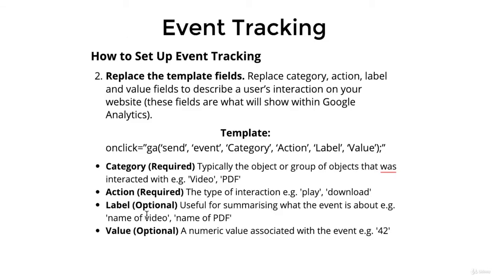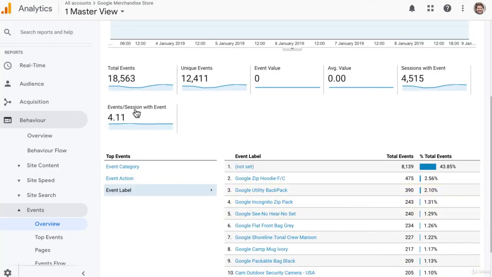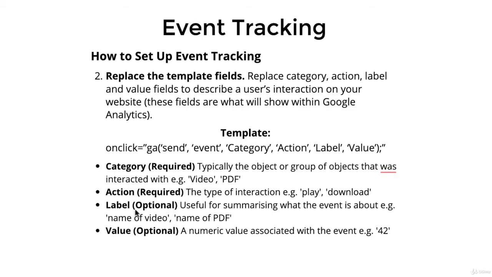Then you have label. So this is useful for summarizing what the event is about. For example, the name of the video or the name of the PDF, or in these examples here, it's the name of the particular product. And you have the option to add a numeric value as well associated with the event, and that could be a dollar figure if you wanted to track that. So that's step 2, replace those template fields so you can really send information about the interaction to Google Analytics.